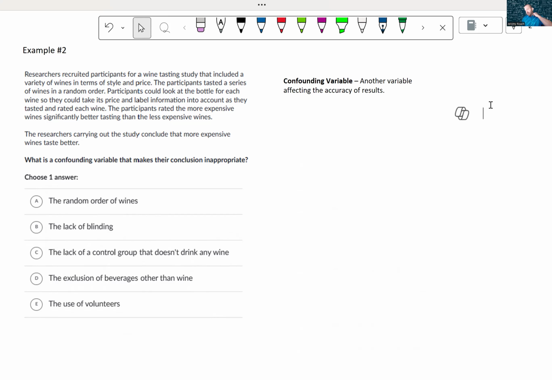The researchers carrying out the study conclude that the more expensive wines tasted better. So the people that were drinking these wines said that the more expensive ones were better. And so the researchers just said, okay, that must mean that the more expensive ones taste better. But it says, what's the confounding variable that makes the conclusion inappropriate?